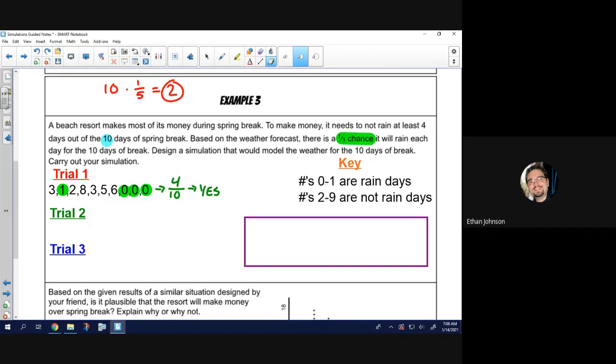My trial 2, these were the 10 numbers that my calculator spat out. Going through it, I have 1, 2, 3, 4 ones and a 0, meaning my chance of rain would be 5 out of 10. And since we need that number to be 4 or smaller, no, they would not make money that week on that spring break simulation.